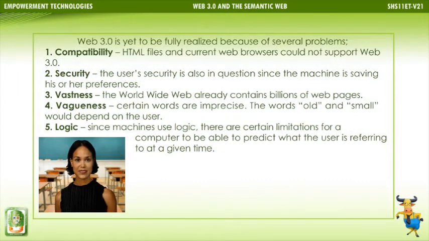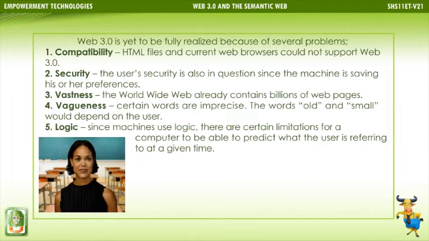Web 3.0 is yet to be fully realized because of several problems. 1. Compatibility. HTML files and current web browsers could not support Web 3.0. 2. Security. The user's security is also in question since the machine is saving his or her preferences. 3. Vastness. The World Wide Web already contains billions of web pages.